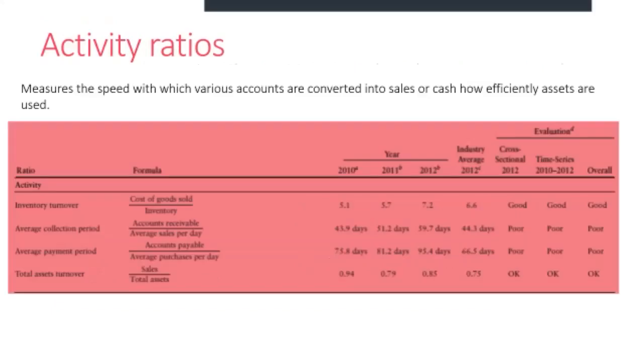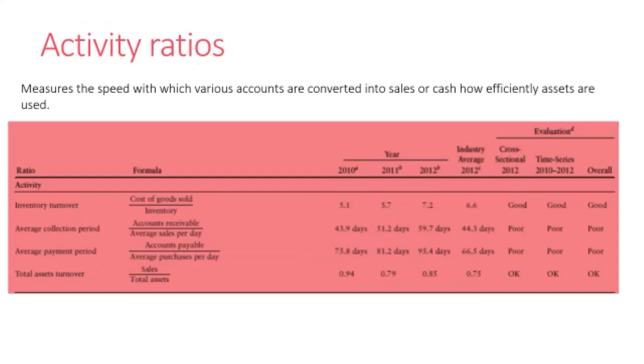Next ratios, or category of ratios, activity. So we have this liquidity, then we have activity. Activity measures the speed at which various accounts are converted into sales or cash, and how efficiently assets are being used. You really want to know if you want to invest in more computers, you want to invest in more assets.